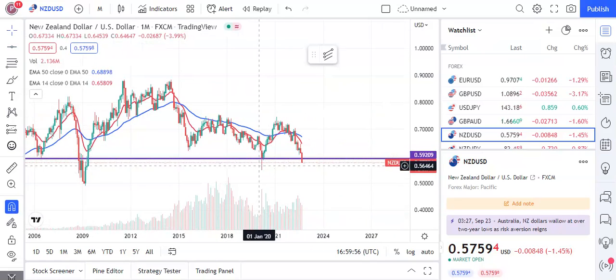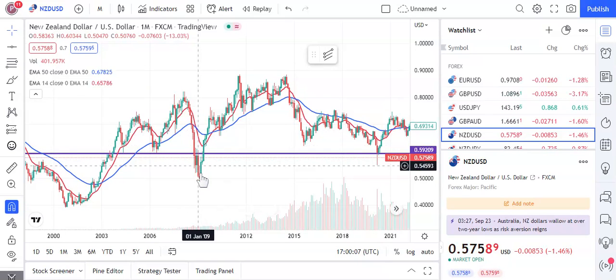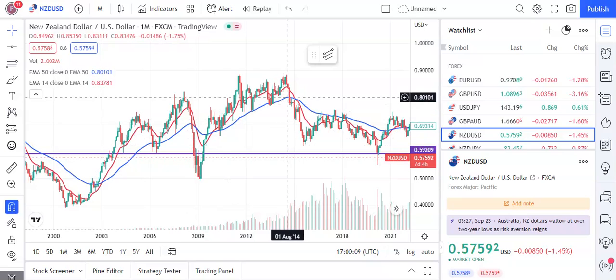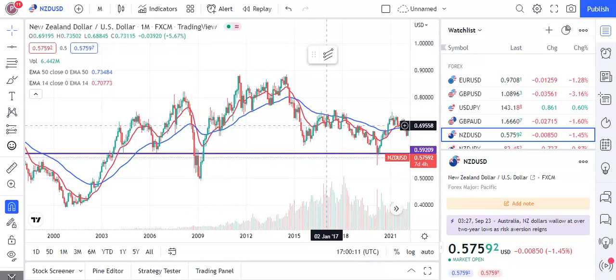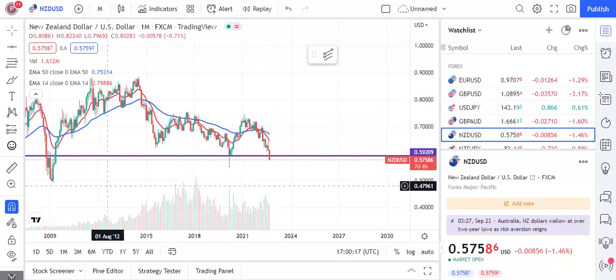You can see what is happening here. This is a strong area of support. Price is valuing it right now. You can see what happened here. Price went down, violated it down here, and it went back up, came down, found support, went back up, found support, went back up. Now price is violating it. Price is breaking this area of support.